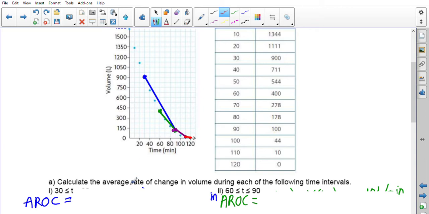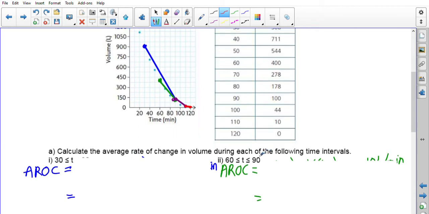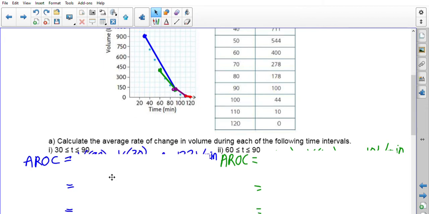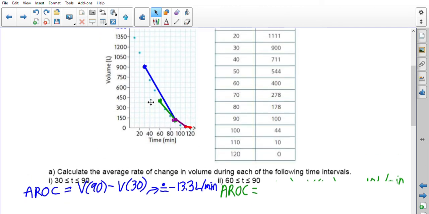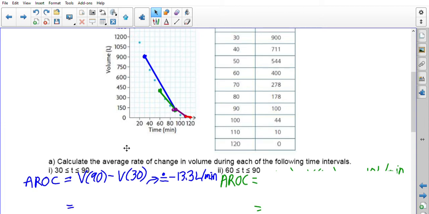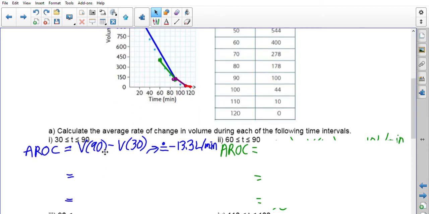All right, so it says calculate the average rate of change in volume during each of these different time intervals. So just so you know, every time you do that, make sure you draw your secant line. Okay, so if we have to do the average rate of change from 30 to 90, go to 30, and then 90, that's your secant line. And like I said, you can extend this. It doesn't have to be a line segment stopping right at those points, okay? All right, so we're going to do volume at 90 minus volume at 30 divided by 90 minus 30.